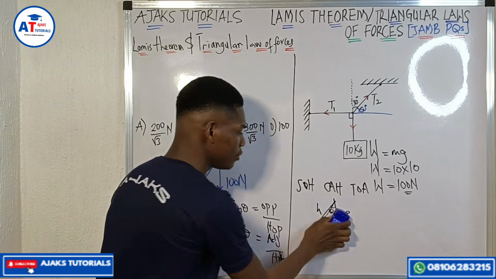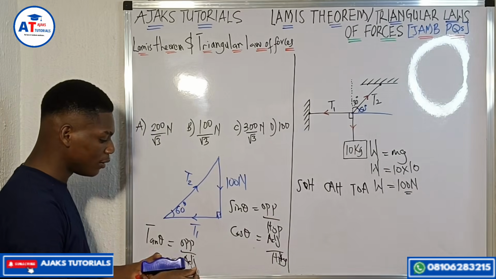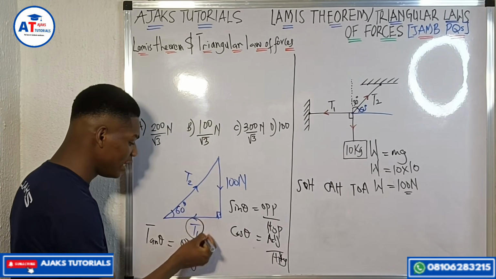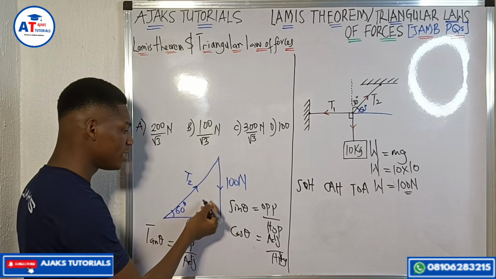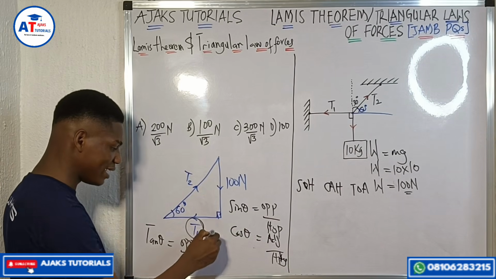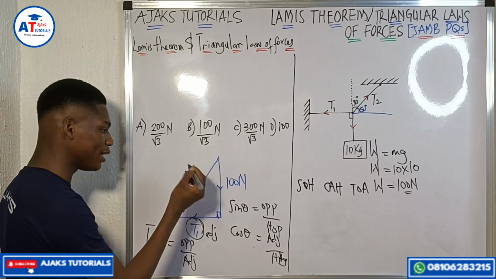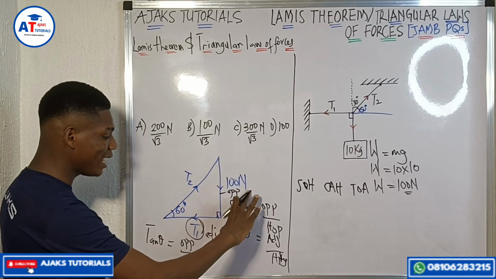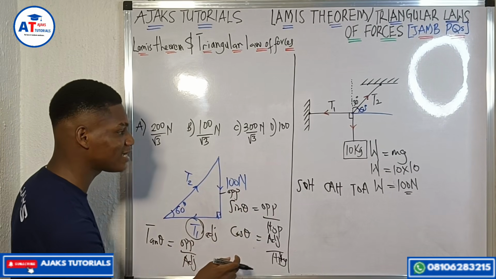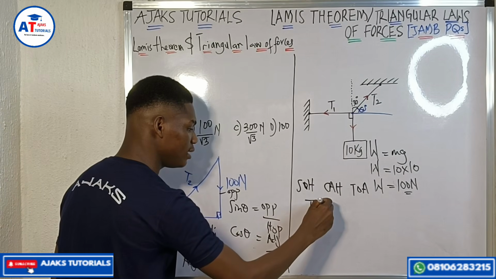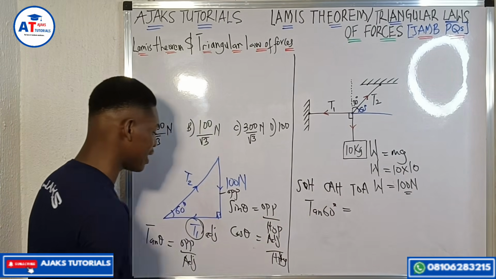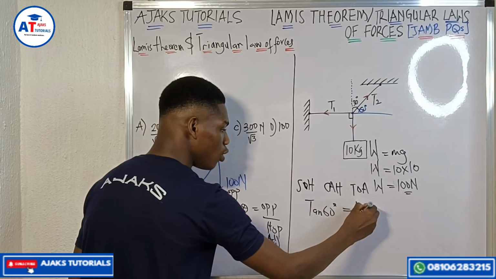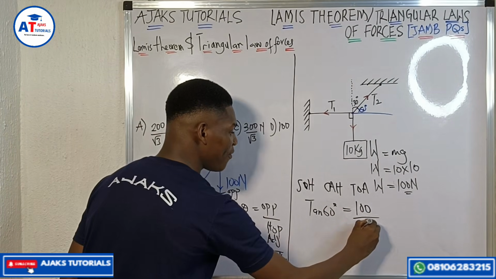I hope it's clear. So class, what are we using? I'll find T1, you find T2 and drop your answer in the comment section. So this is where the angle is. This is my opposite. Then this is adjacent. Adjacent and opposite. That's tan. So tan 60 degrees is equal to what, class? Tan 60 is equal to opposite, 100, over T1.